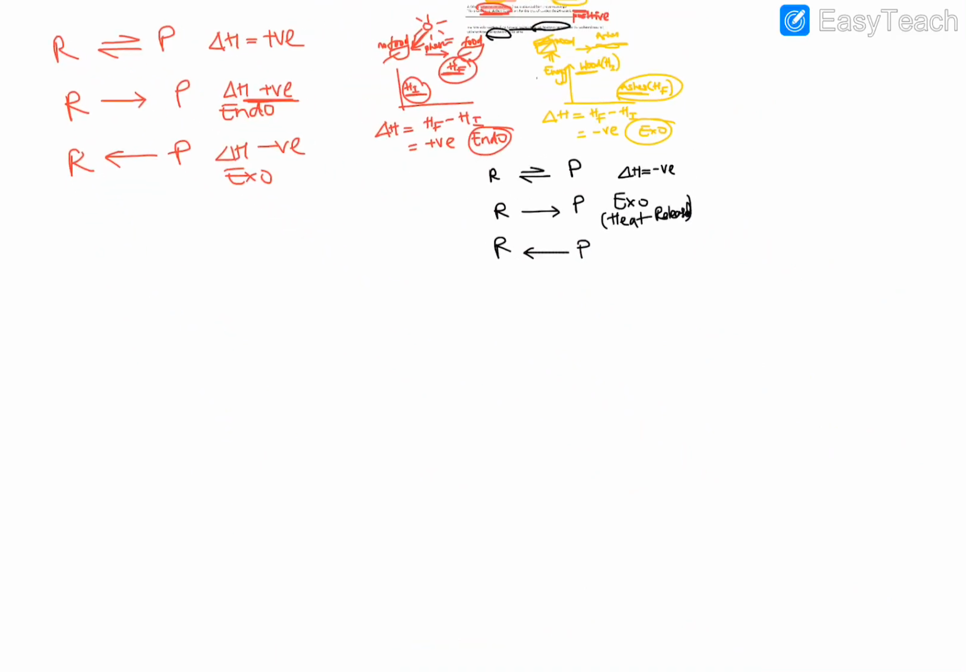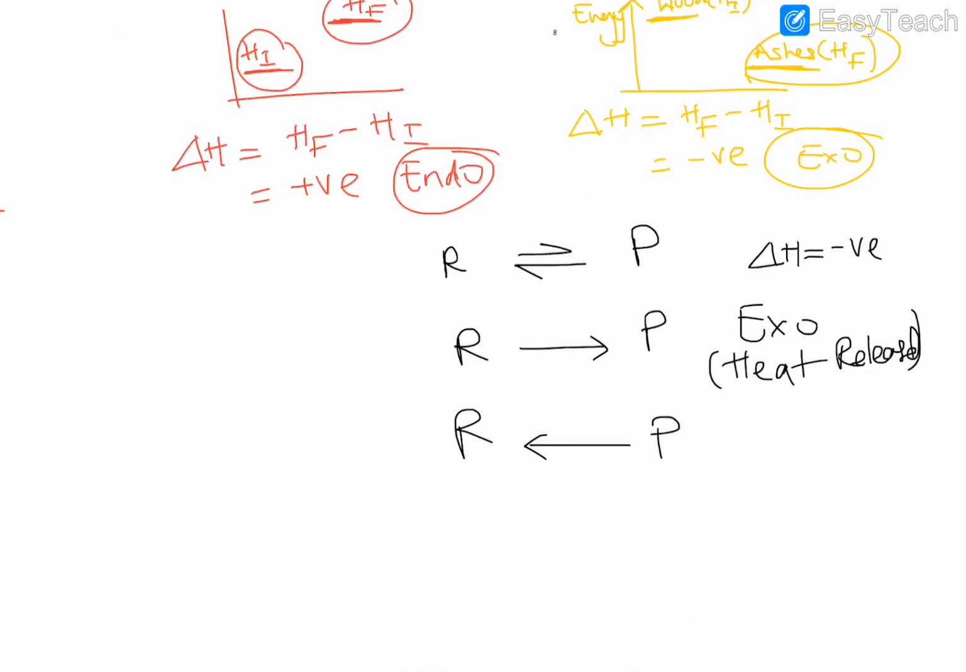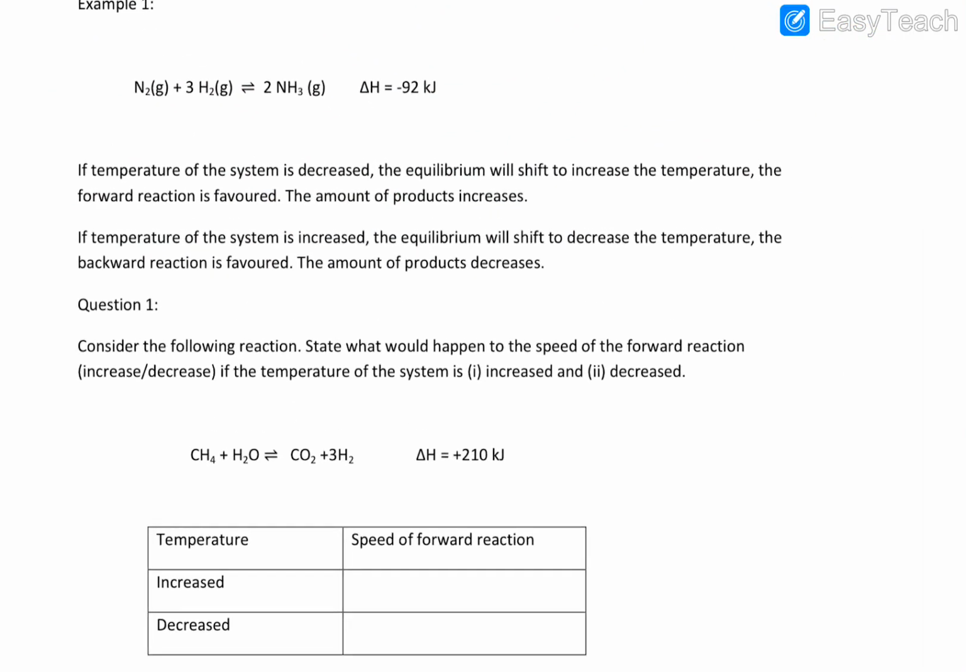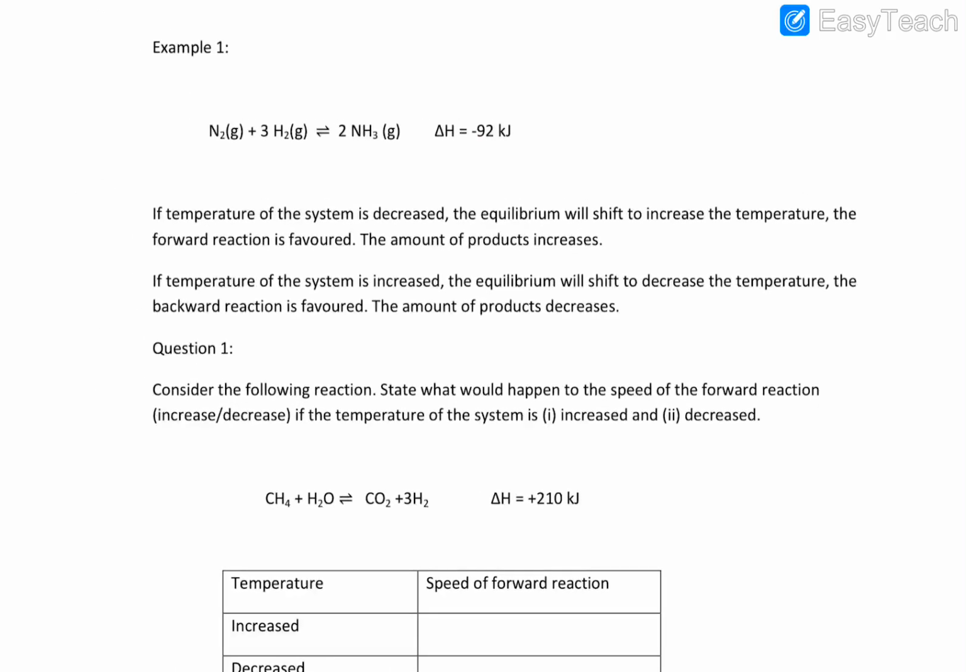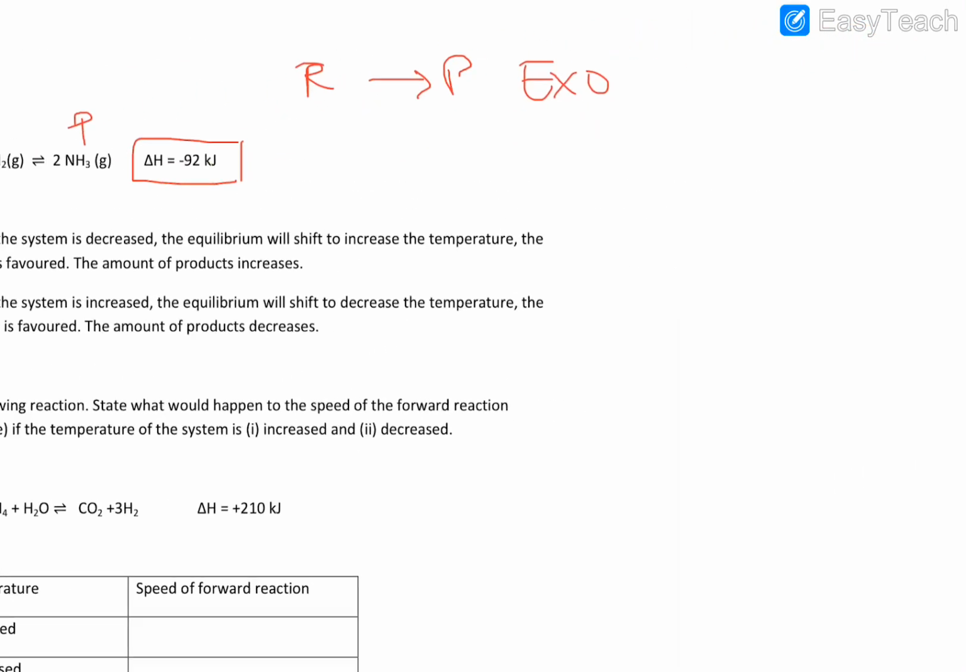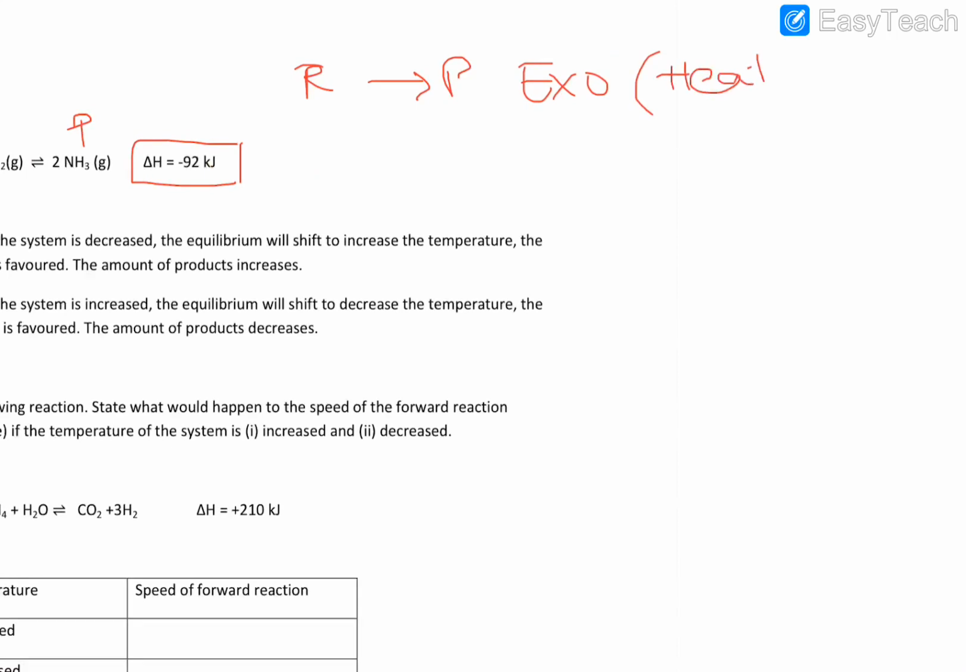Now, in that first example, this is the reactants and that's the product. You see delta H is negative, which means that the forward reaction, from reactants to products, is exothermic, which means that it liberates heat. Exothermic means that heat is given up, heat is released.